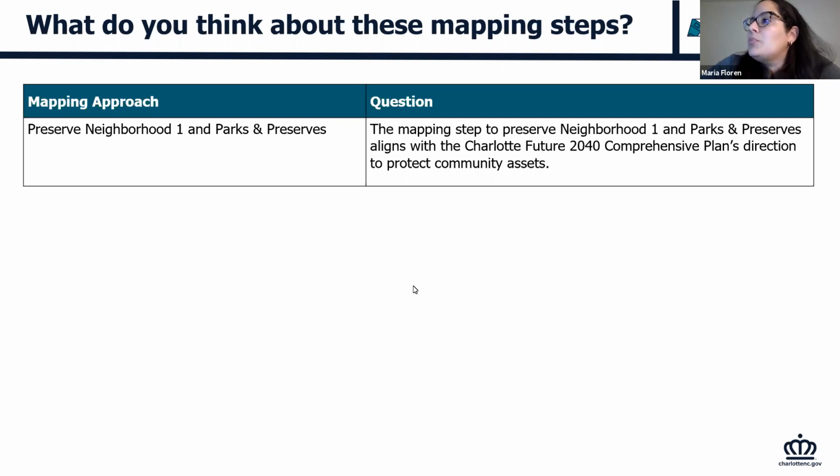The mapping step to preserve neighborhood 1 and parks and preserves aligns with the Charlotte Future 2040 comprehensive plan's direction to protect community assets. So we have 1 strongly agree, and then we have 1 neutral.